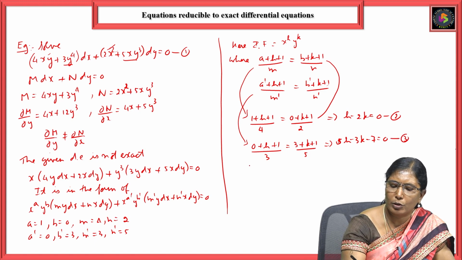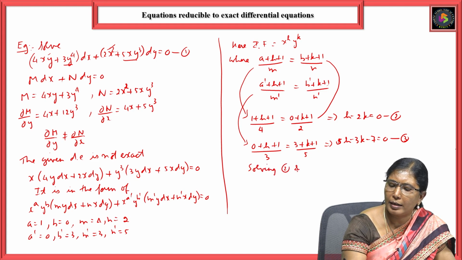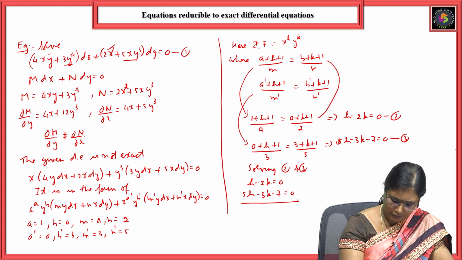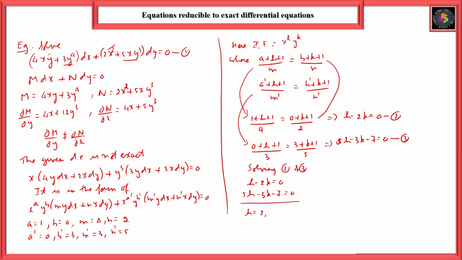So from these two equations, solving the simultaneous equations 2 and 3, that is h minus 2k is equal to 0 and 5h minus 3k minus 7 is equal to 0, we get h is equal to 2 and k is equal to 1. So what is the integrating factor now? x to the power of h, y to the power of k, that is nothing but x squared y.